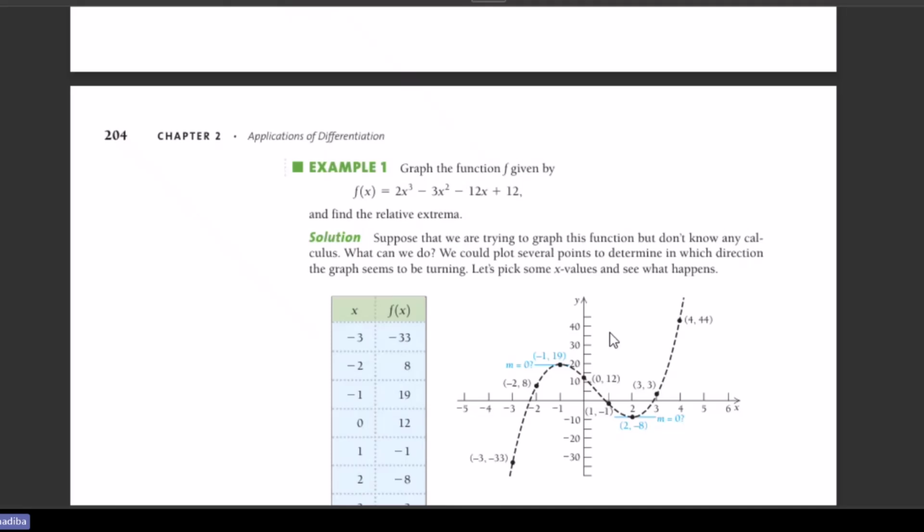Please let me just take you back for a while. Remember, yesterday we looked at this problem. They said to us, graph the function f given by f of x equals 2x cubed minus 3x squared minus 12x plus 12. I'm just trying to bring you up to speed.